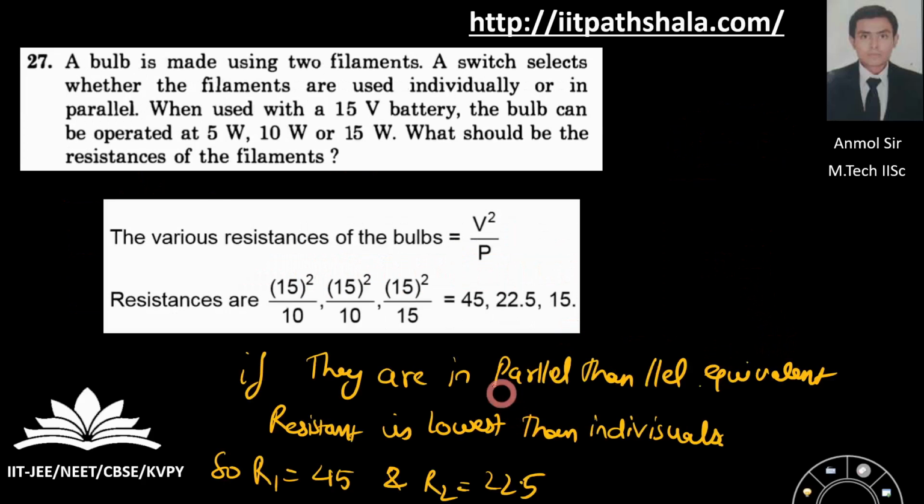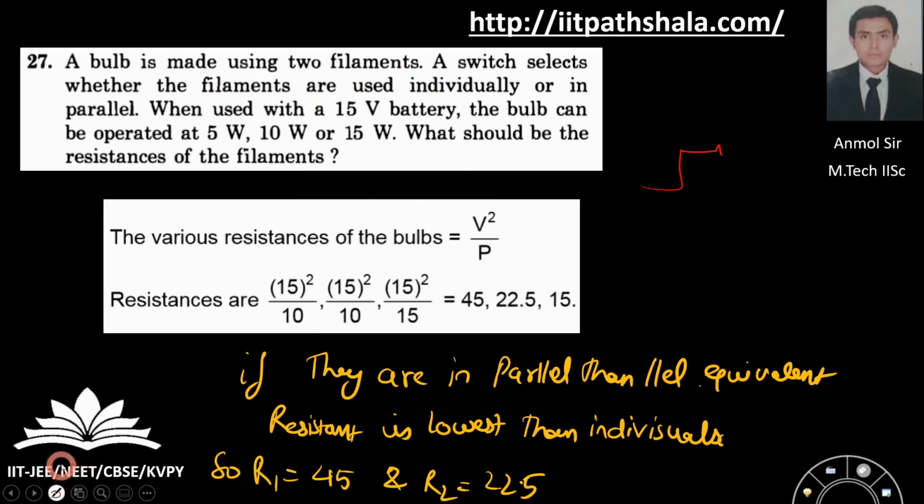Okay, moving toward the next question. You have a bulb, and a bulb is made up of two filaments and a switch. Select whether the filaments are used individually or in parallel. Okay, so you have a bulb.